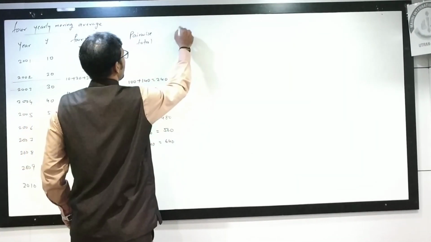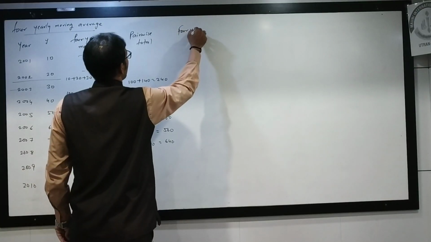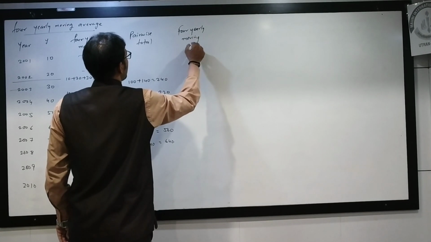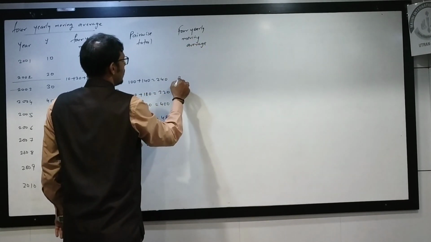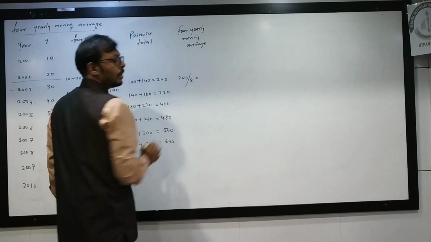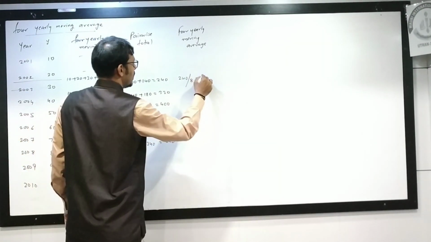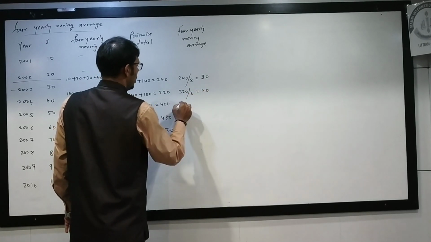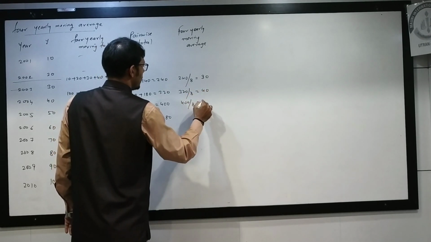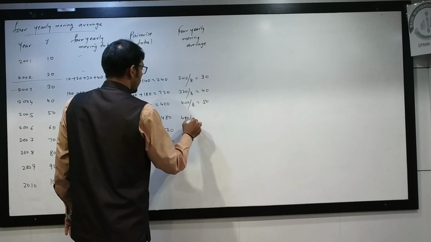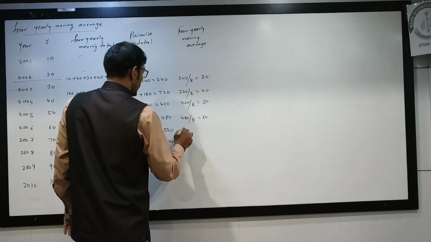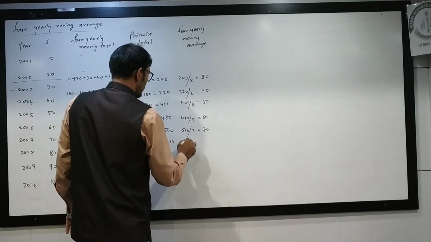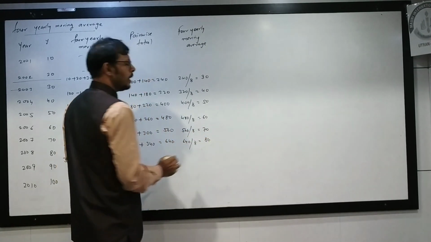Now we have to write the 4 yearly moving average. This number has to be divided by 8. So 240 by 8 is 30. 320 by 8 is 40. 400 by 8 is 50. 480 by 8 is 60. 560 by 8 is 70. And 640 by 8 is 80.